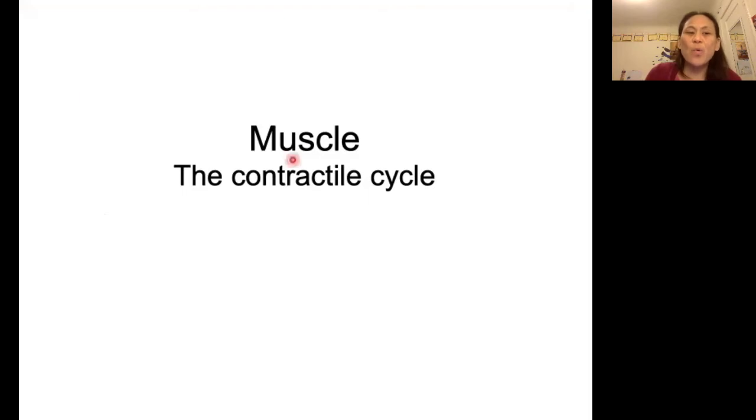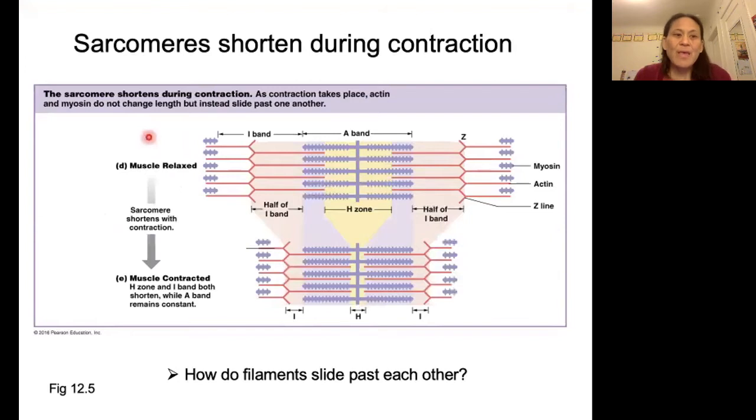In this video, we are going to talk about the contractile cycle. I'm going to start by reminding you that when muscles contract, we have a shortening of our sarcomeres, and that happens because we are basically pulling the thin filaments and the thick filaments so that they have a greater overlap, okay?